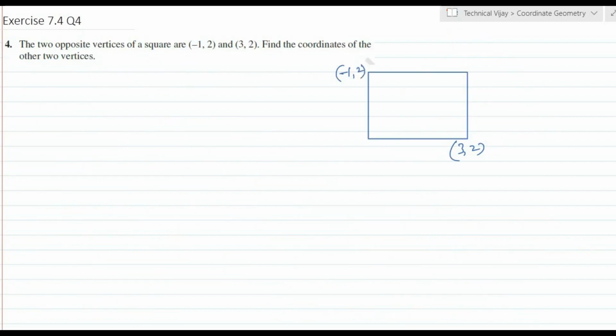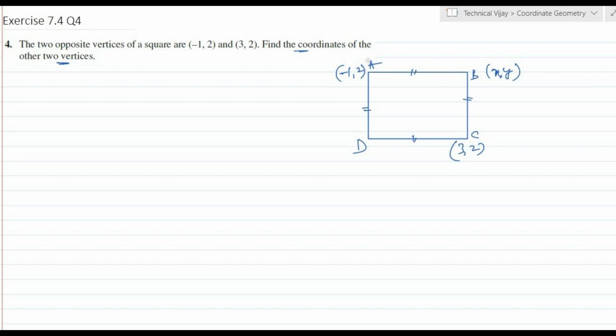So here the two opposite vertices of a square are minus 1, 2 and 3 comma 2. Now we have to find the coordinates of the other two vertices. For example, let these be A, B, C and D. We have to find the coordinates of B and D. So first let us assume B as x comma y. Now you see, square means all sides are equal.